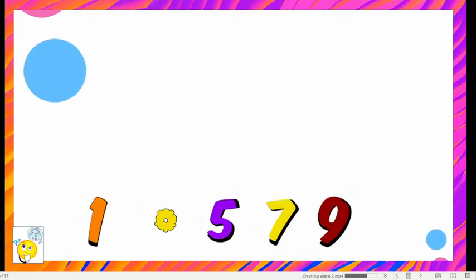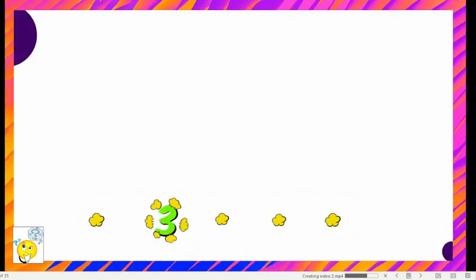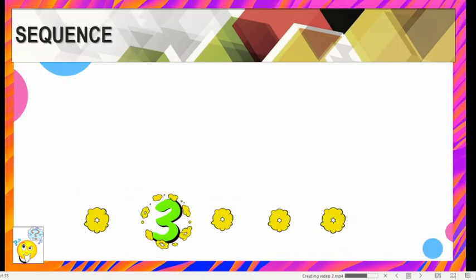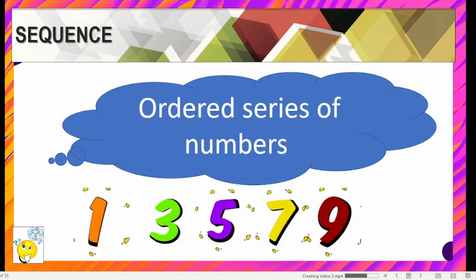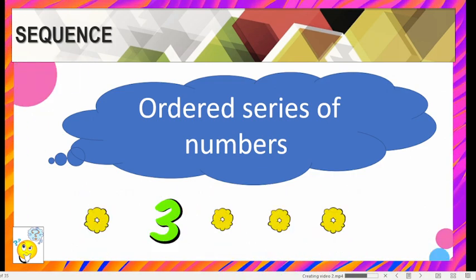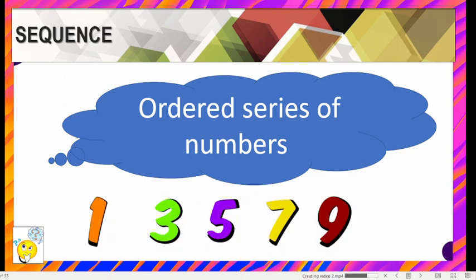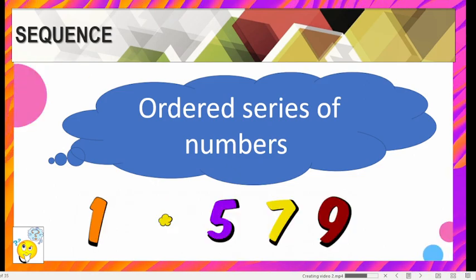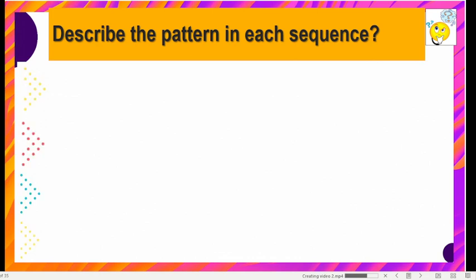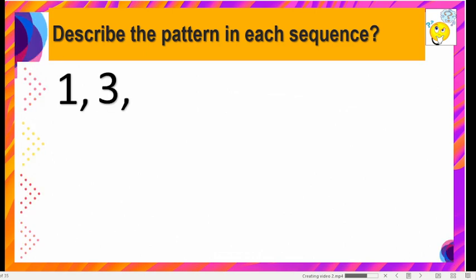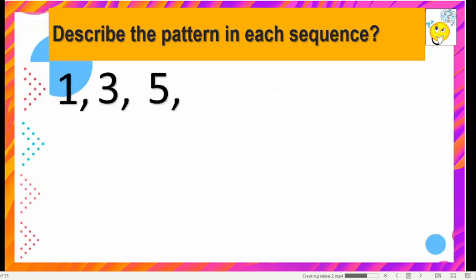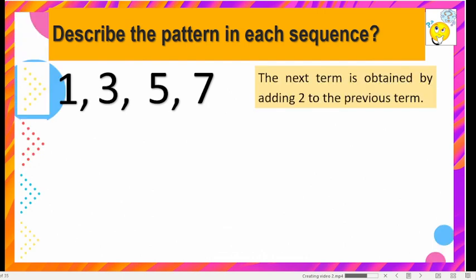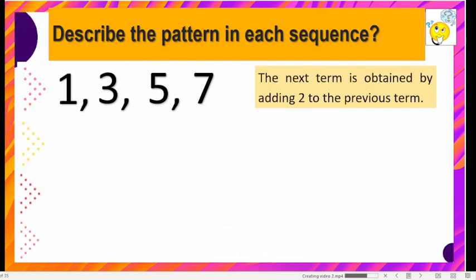In mathematics, this set of numbers is called a number pattern, or what we call a sequence. A sequence is an ordered series of numbers. Sequences are fun because you need to look carefully for clues to guess the next number. Can you describe the pattern in this sequence? We have 1, 3, 5, and 7. Yes, the next term is obtained by adding 2 to the previous term.